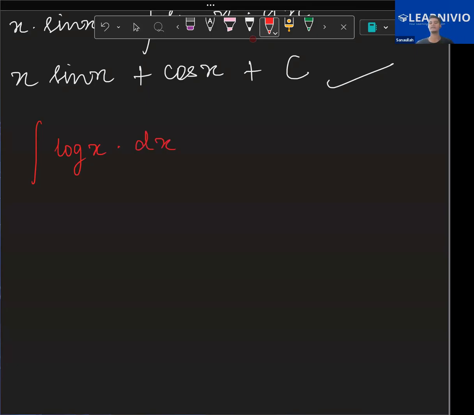बताओ इसको क्या करोगे? You have only log x. So how you will consider which is the first function and which is second function? आपके पास तो बस एक ही फंक्शन log x दिया हुआ है. So into 1, yeah, 1 into log x. Take it. Do it. Good.